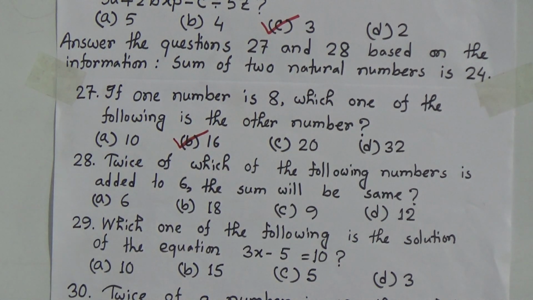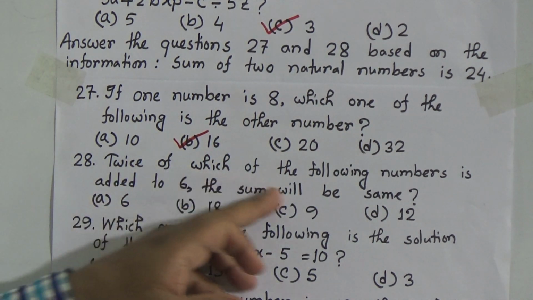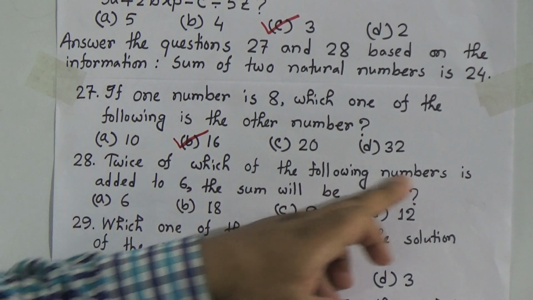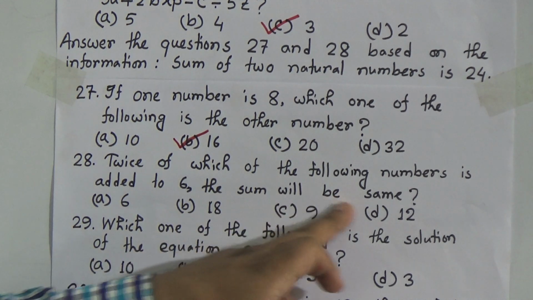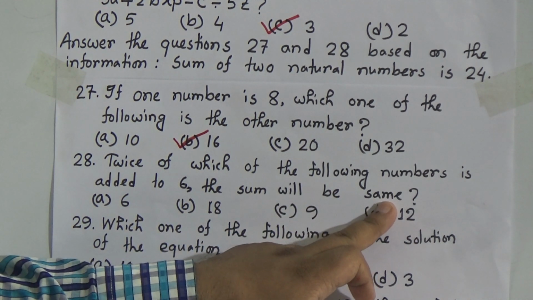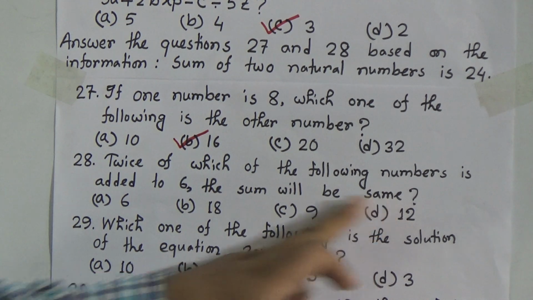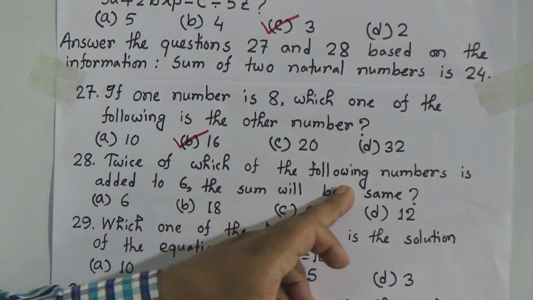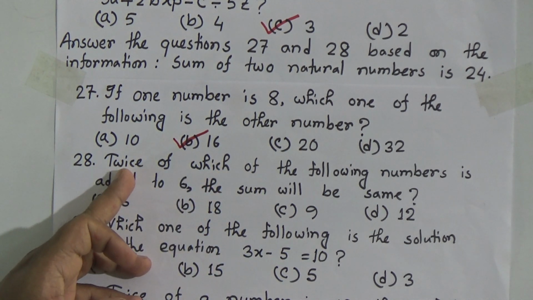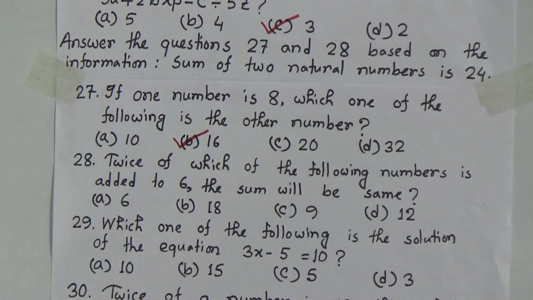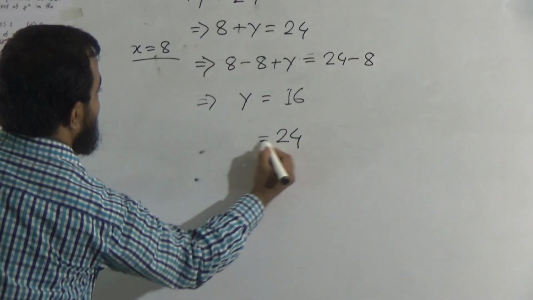Now number 28. Twice of which of the following numbers added to 6, the sum will be the same. The sum will be the same means our sum is given as 24. We have to find out the number. That number is multiplied by 2 and added with 6, and we will get the same addition. That means our sum is 24.